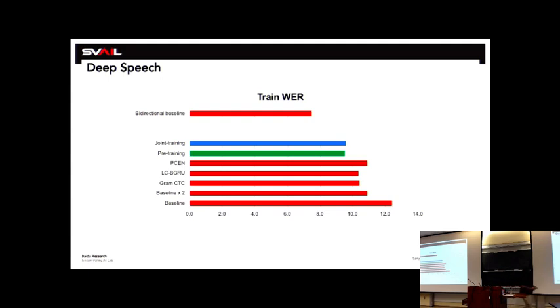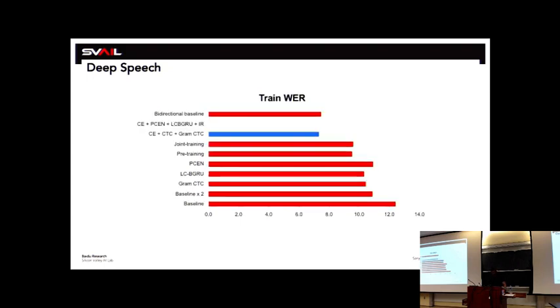So if you take the baseline model and do pre-training or joint training, pre-training is pre-training with cross-entropy and then switching over to the CTC loss. Or if you do joint training, you use both the losses. Single-handedly, that's the single most important contribution for improving the error rate on the training data.